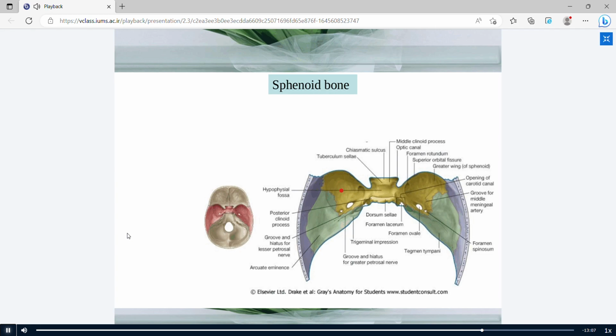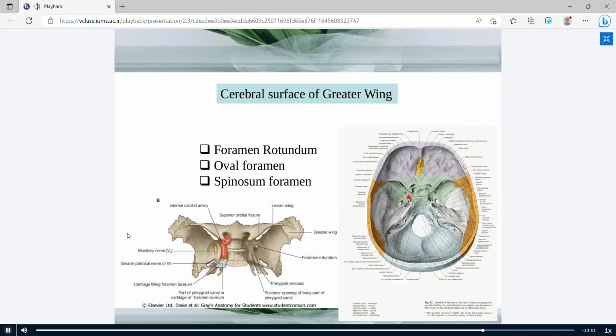The yellow bone is the sphenoid bone. And in this picture, you can see the greater wing of the sphenoid and the lesser wing of the sphenoid. There is a fissure between the lesser and greater wing. The name of the fissure is the superior orbital fissure, and the superior orbital fissure enters the orbital cavity.